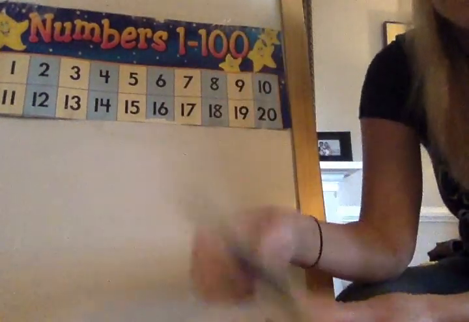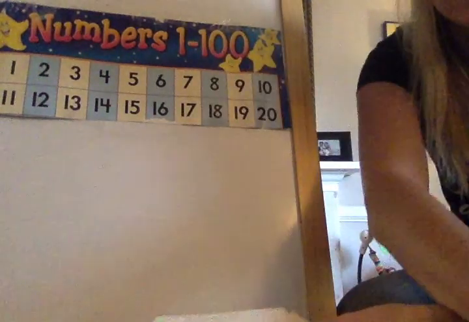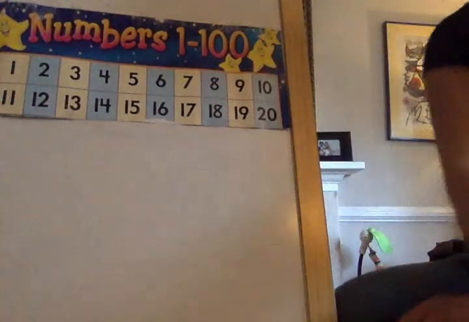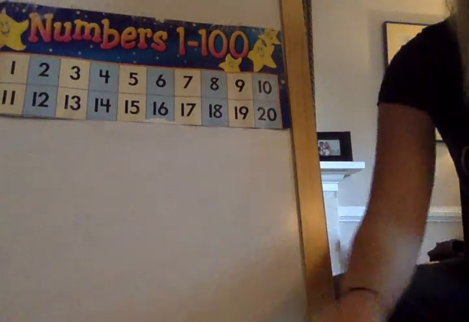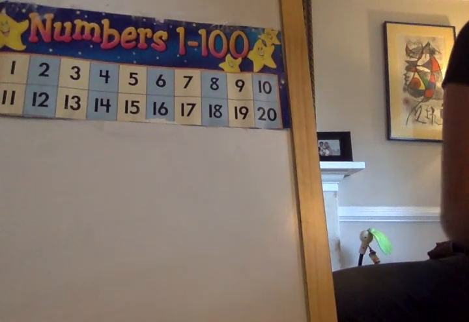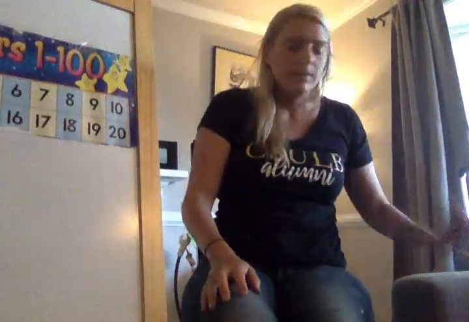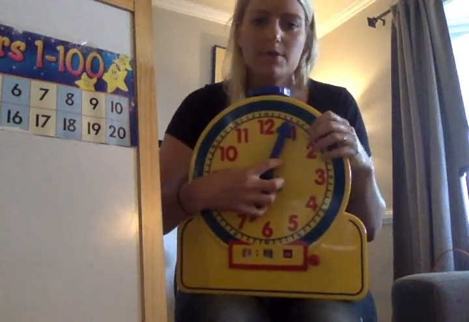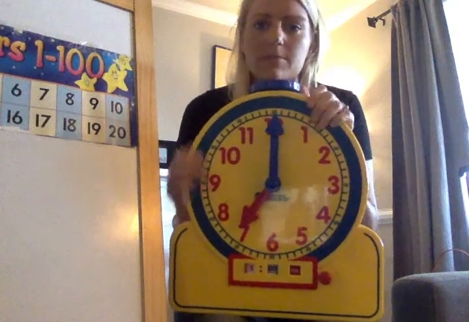Square. Oval. Circle. Triangle. Rectangle. Now we're gonna work on our time. So we've been doing a lot of time to the hour. So, little hand first for a clock, right? So, let's review time to the hour.